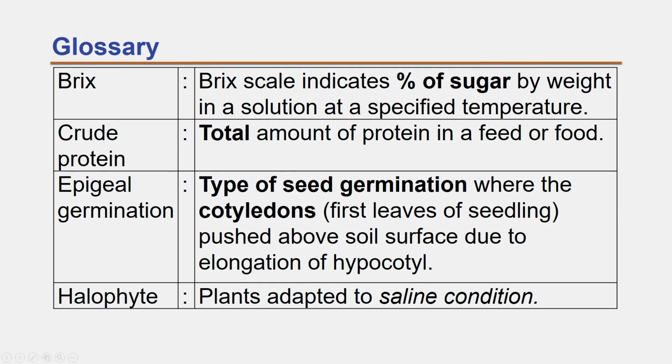Some glossary. Brix scale indicates percentage of sugar by weight in a solution at a specified temperature. Crude protein is the total amount of protein in a food or feed. Next is apical germination, a type of germination where the cotyledons, the first leaves of seedlings, are pushed above the soil surface due to elongation of the hypocotyl. It means cotyledons come out of the soil in apical germination. Halophytes are plants adapted to saline conditions, or plants that grow in saline soils.